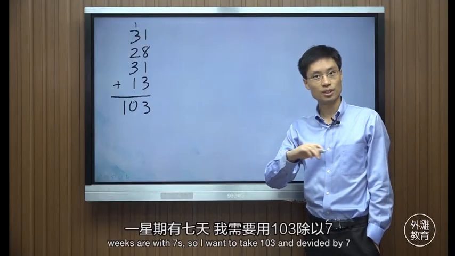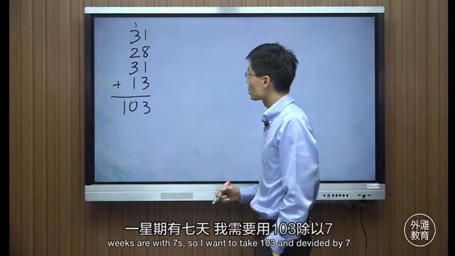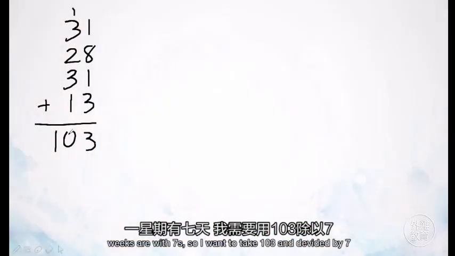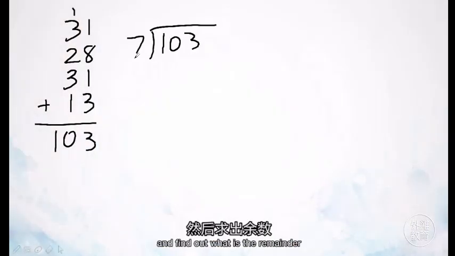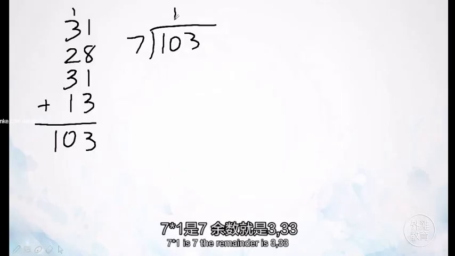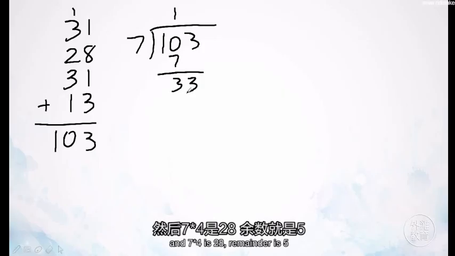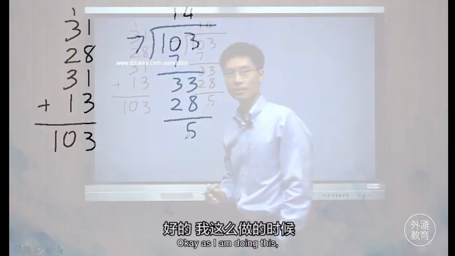Okay, and so if I have 103, now I would like to know, what is that if I think about weeks? Weeks are with 7. So I want to take 103 and divide it by 7 and find out what is the remainder. 7 times 1 is 7, remainder 3, 33, and 7 times 4 is 28. Remainder is 5. Okay?